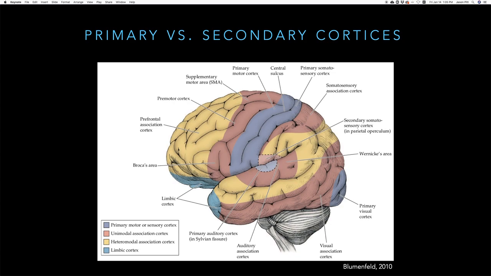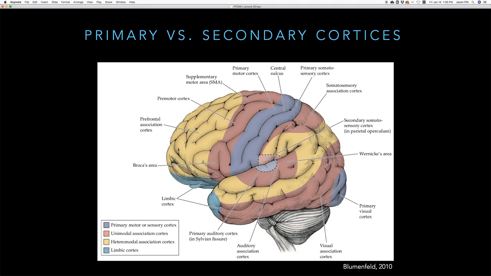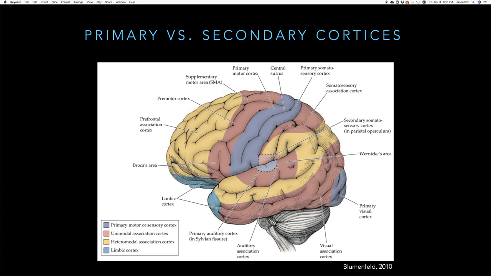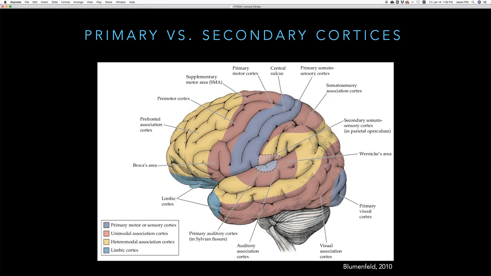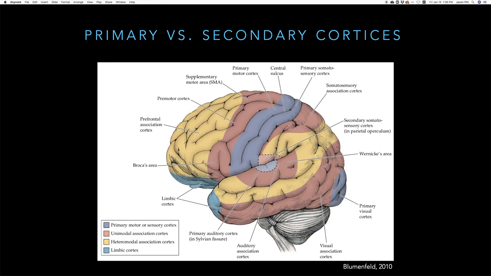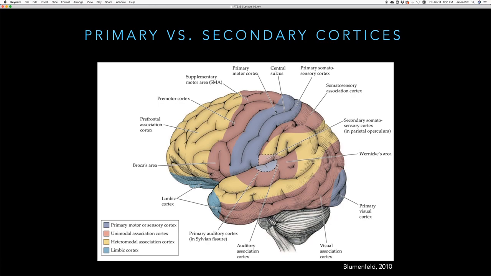So the cortex is not some homogeneous mass. We have functional zones such as the primary motor cortex, but this doesn't act on its own. There's a number of motor regions such as the supplementary motor area or the premotor cortex running down here that work together with the primary motor cortex to control motor output. The primary motor cortex is called that because that's all it deals with, just movements. It doesn't take into account other information.